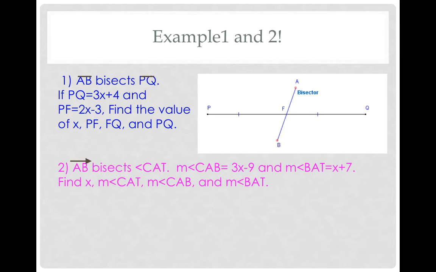All right, so example 1 and 2 are going to be combining all these properties of segments and angles that we talked about, in particular bisectors. So be on the lookout, you guys. We're going to be slicing a lot of things in the middle on these examples. So go ahead and pause the video and watch example 1 and 2.